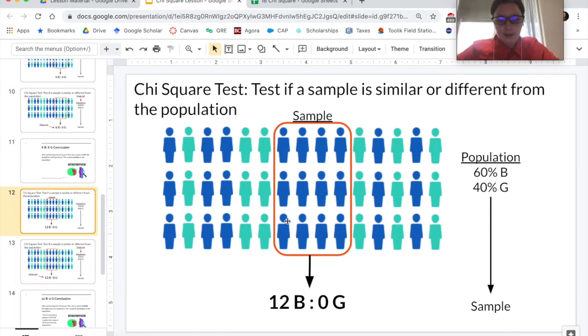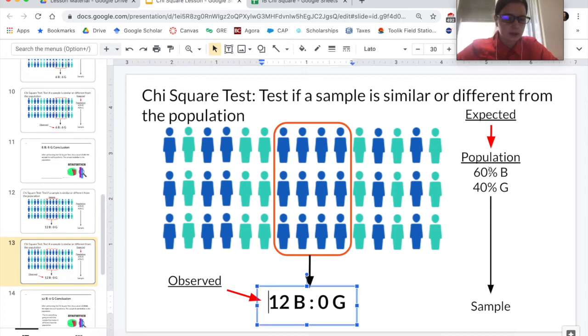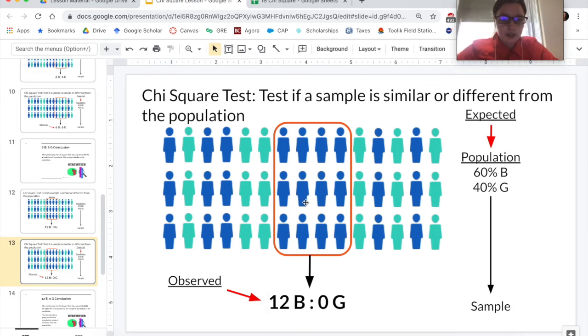What if we take this sample? I mean, we don't know that we're taking this sample, we're just making it a random sampling, but what if we take this sample and we conclude that there's 12 blue and 0 green? Remember, from this sample, this is what we observed, the 12 blue and 0 green, and this is what we expect, 60% blue and 40% green. Well, in order to determine if this sample is similar to the whole population, even though it might seem obvious, we need to do a chi-square test.